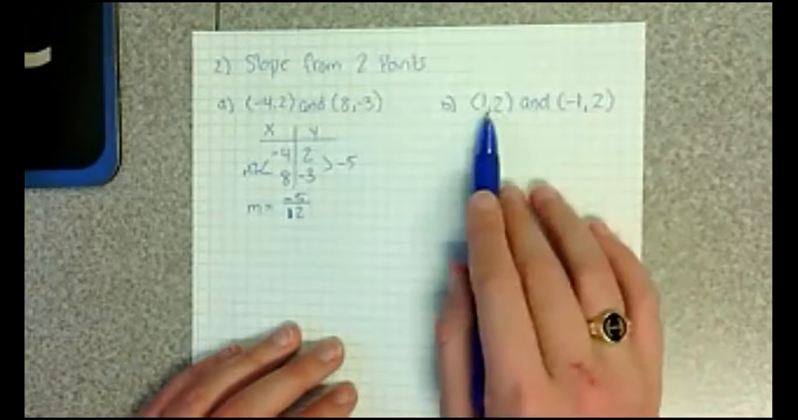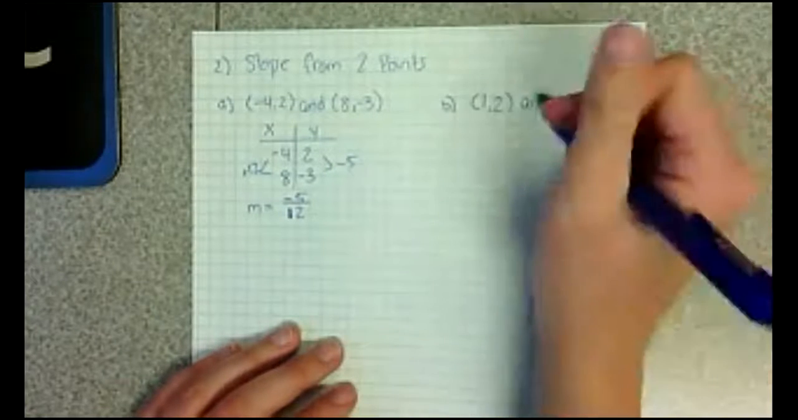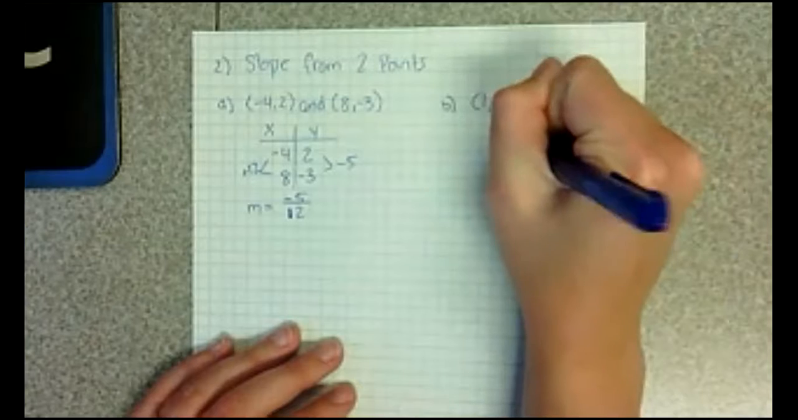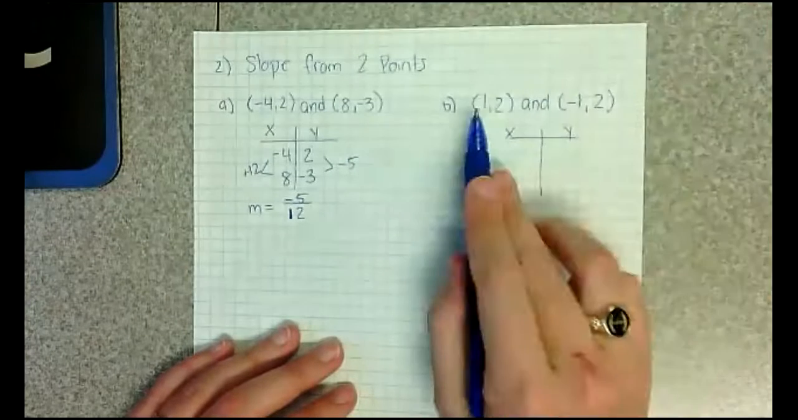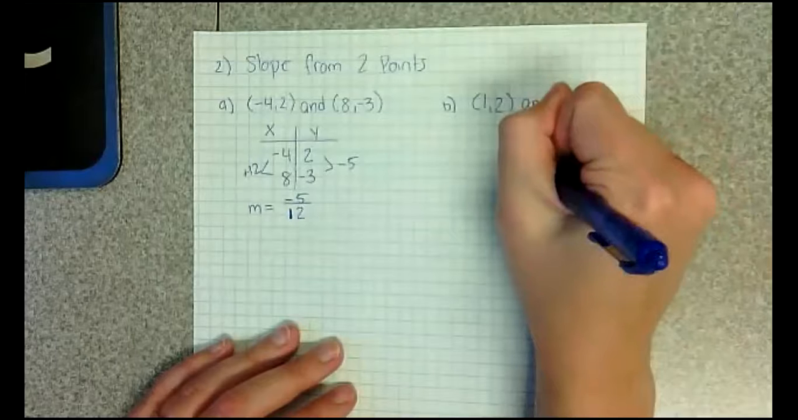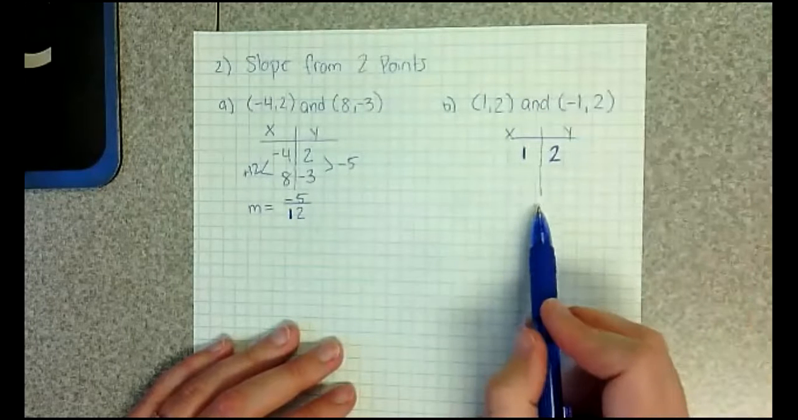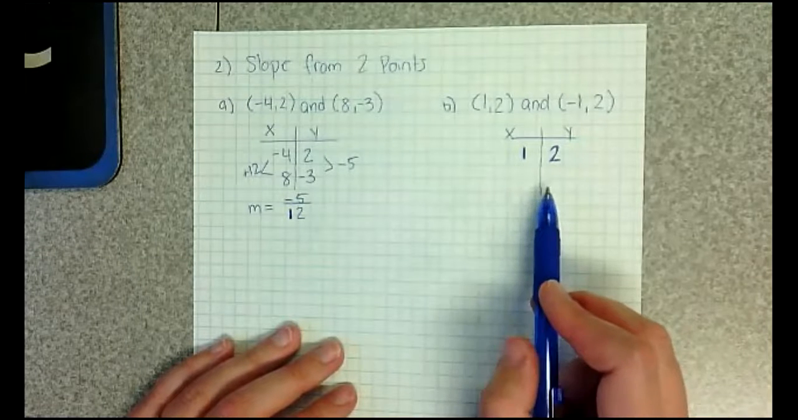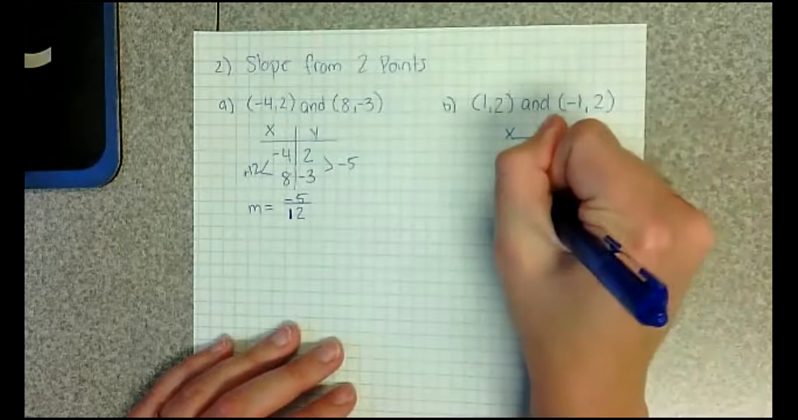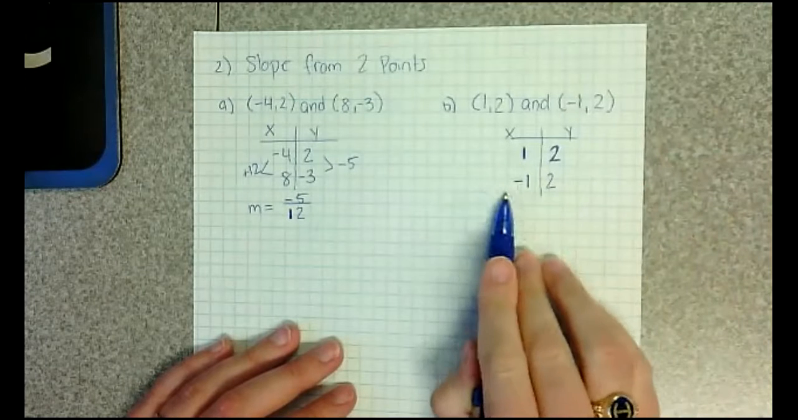Okay. Two ordered pairs, let's make it easy. Let's set it up in a table. So I've got x and y. 1 and 2 are together, so I'm going to keep them together in the table. -1 and 2 are next to each other up here, so they need to be next to each other in the table.